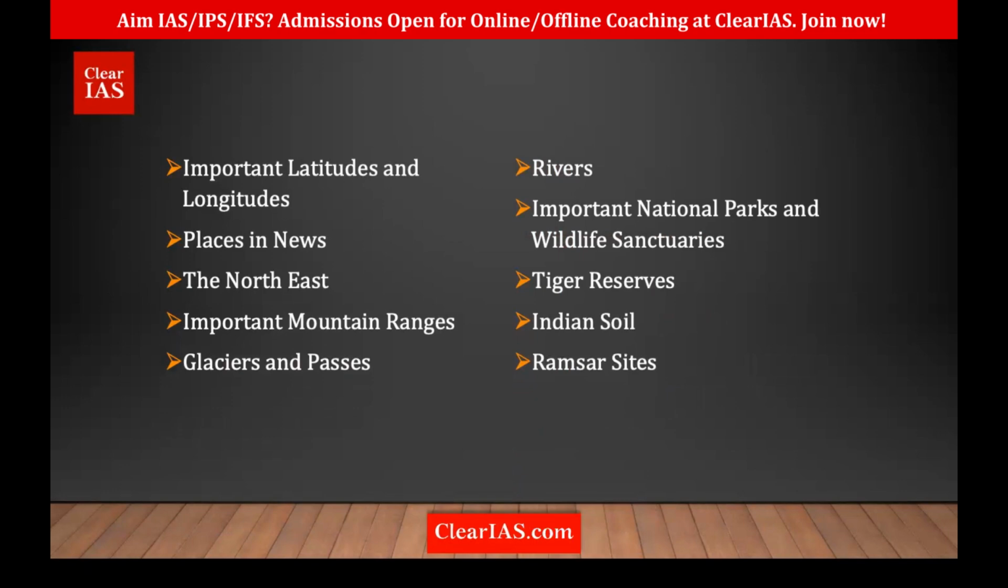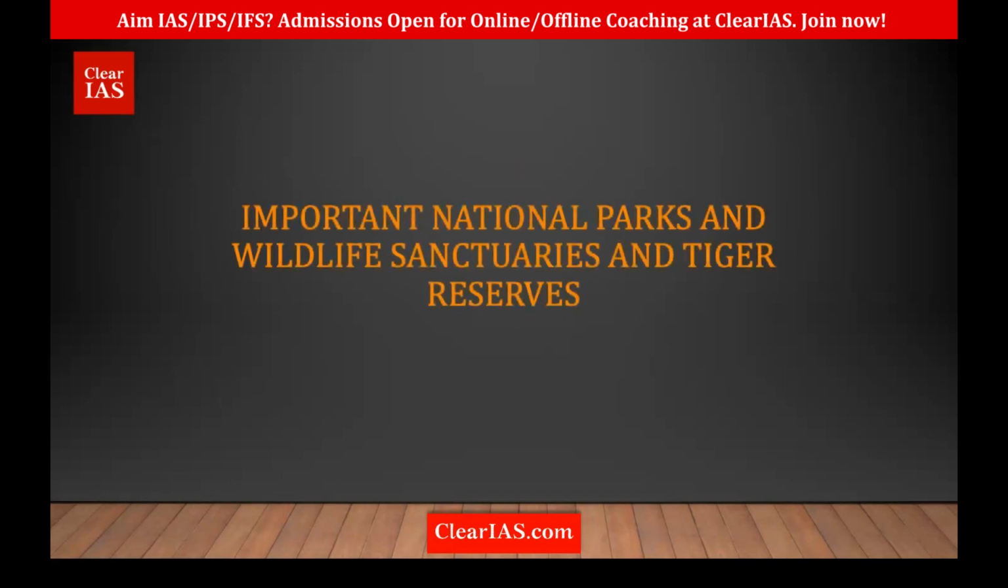sites. The first group, that is national parks, wildlife sanctuaries, and tiger reserves altogether, are called protected area networks. I've categorized them into one category, and we'll be discussing that. Then we'll discuss the Ramsar sites as well as the Indian soil. Yes, these are the topics we'll be discussing. So we'll start with important national parks and wildlife sanctuaries as well as the tiger reserves.